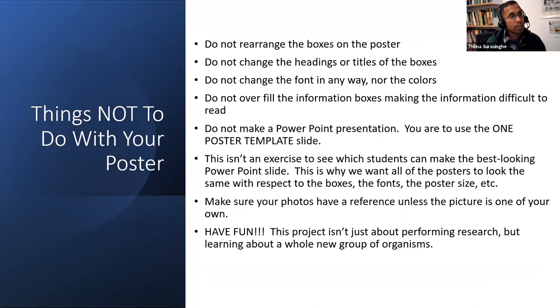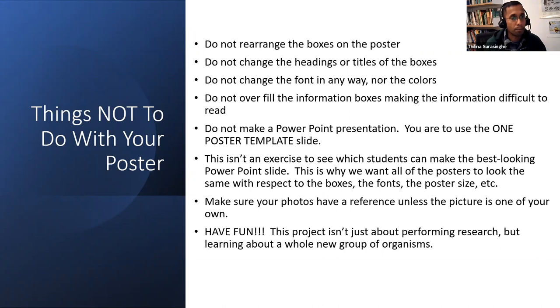So like I mentioned, do not try to rearrange the contents. Use the template as is. The font size, font color, all of them, keep them as they are. Right. Again, do not overfill the information, right? Do not put paragraphs in there.